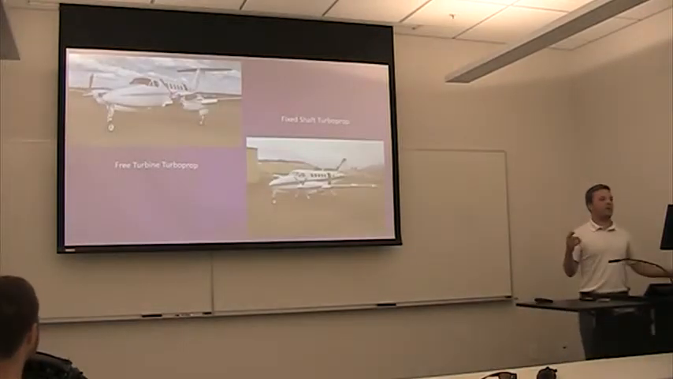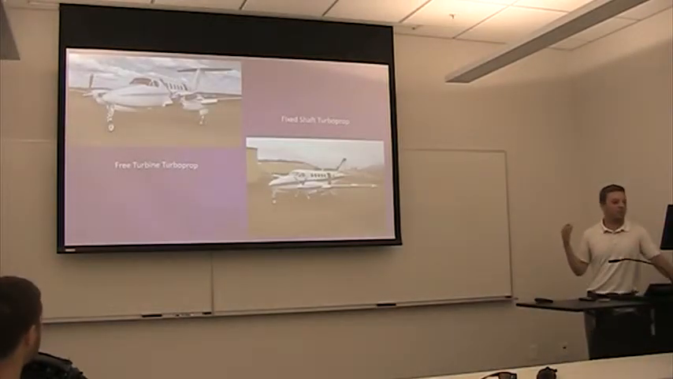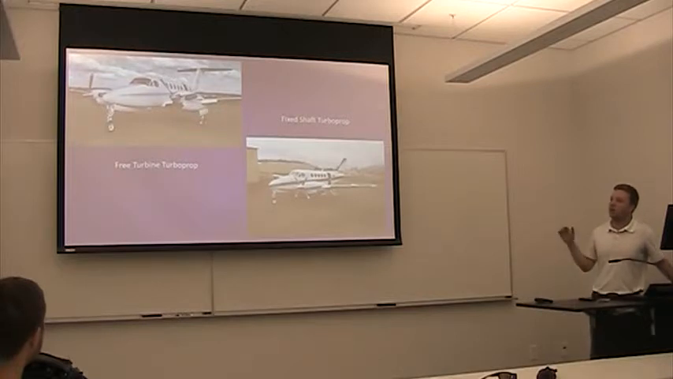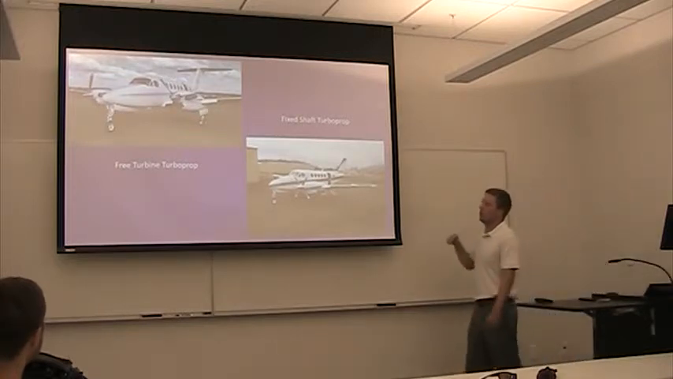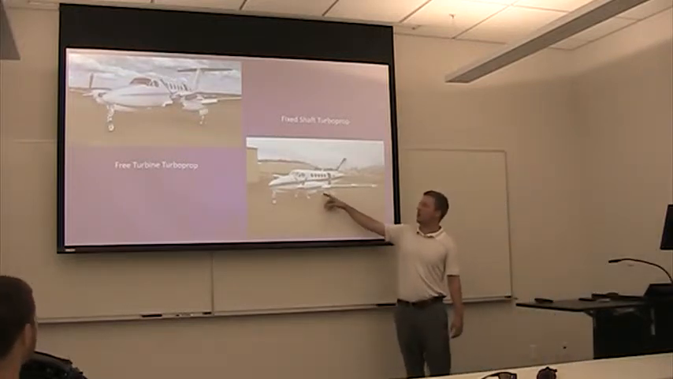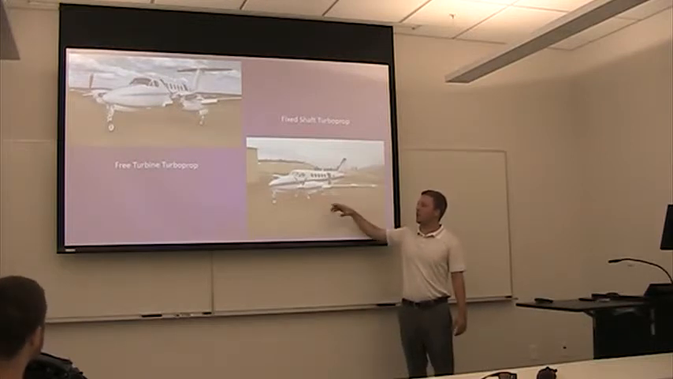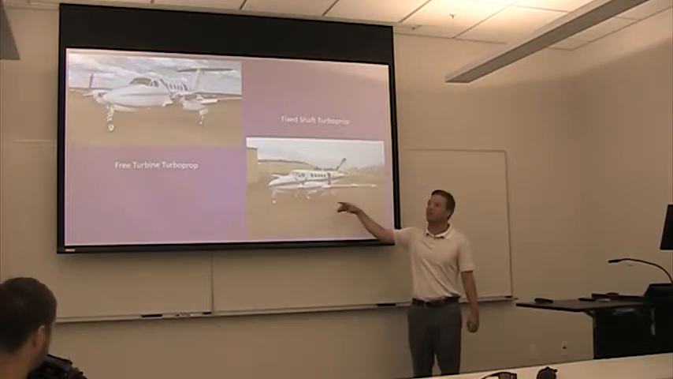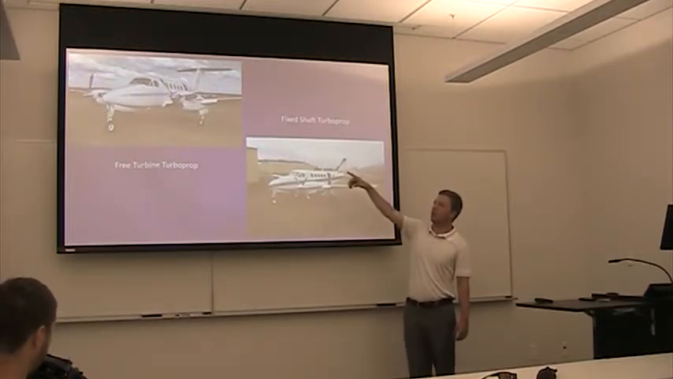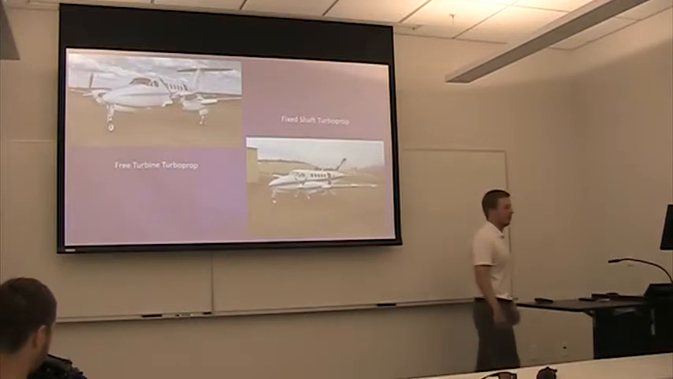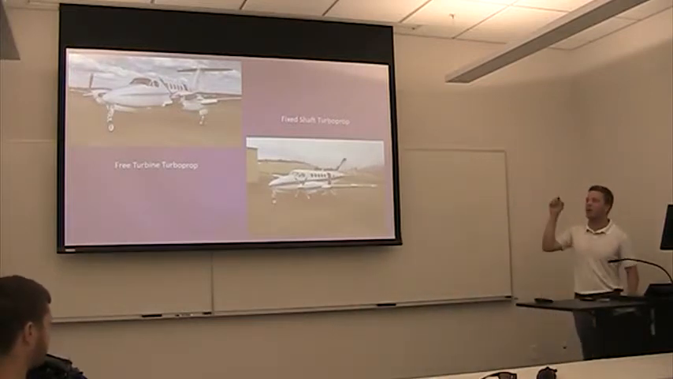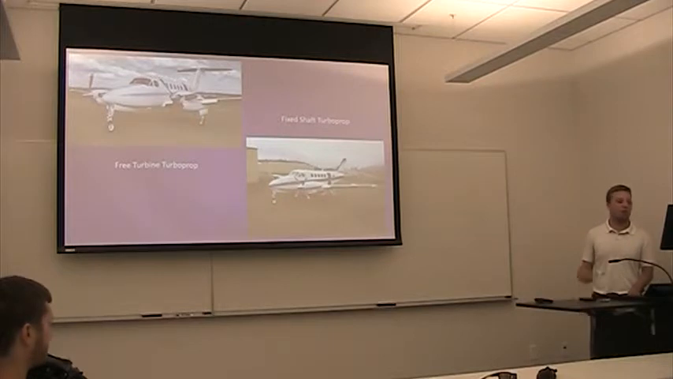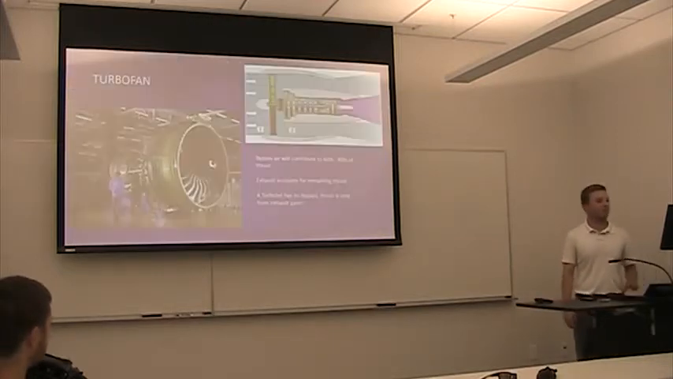So if you compare a fixed shaft turboprop and a free turbine turboprop, these are actually the exact same aircraft, except they have different engines. Pretty much the way to realize it is the fixed shaft turboprop, because the air goes in through the front and out through the back. You notice how far back the exhaust stacks are. That's your indication right there, whereas the exhaust stacks on the reverse flow free turbine aircraft are pretty much right at the front of the engine, right behind the propellers. And that's because it's the reverse flow.